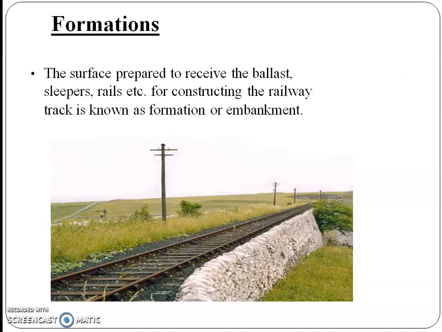Formation: the surface prepared to receive the ballast, sleeper, rail, etc. for constructing the railway track is known as formation or embankment. So here in this image you can see the road condition, the ground and the constructed railway track.